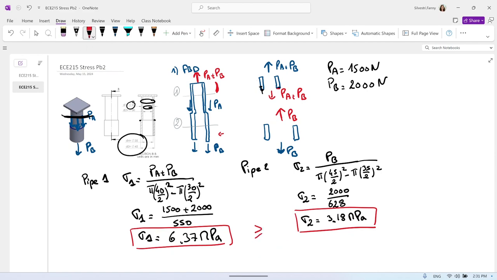So sigma 1 is way bigger than this one. I'll let you work on that on your side.